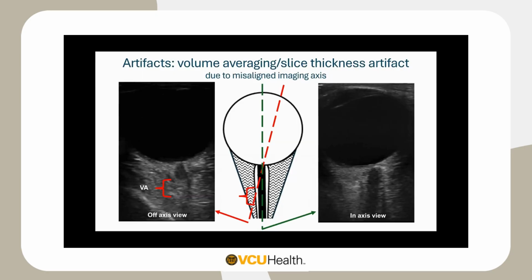Another one is volume averaging artifacts. So if your image is off axis, you will end up combining the echogenicity of different structures. Like this is a combination of retroorbital fat and optic nerve sheath. Ideally, you want to be lined up exactly with the nerve so you can get the measurement you're looking for.